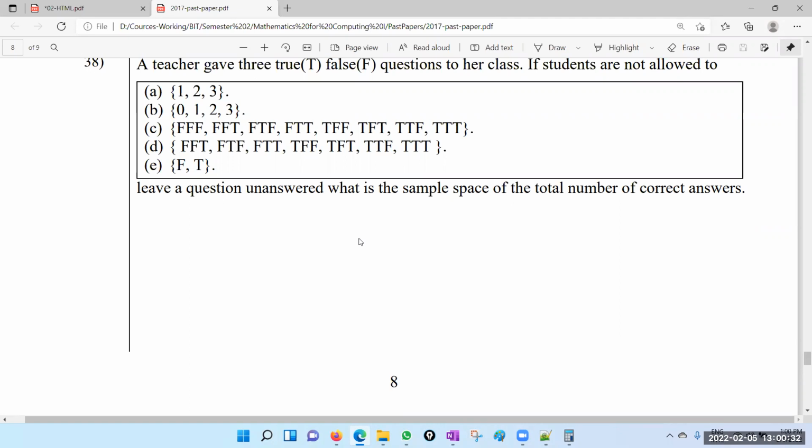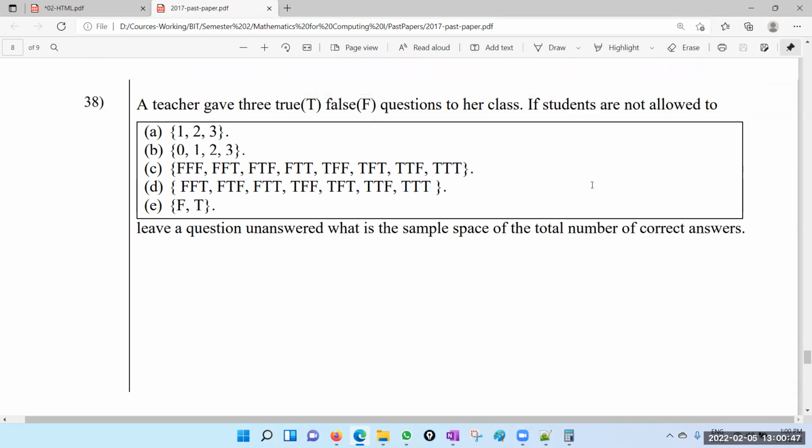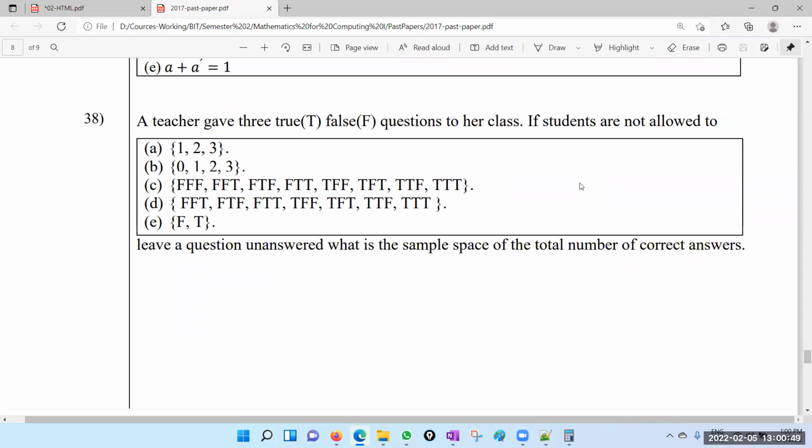Okay. Teacher gives 3 true false questions to her class. If the students are not allowed to leave a question unanswered, what is the sample space of the total number of correct answers? So you have to read the question, right?